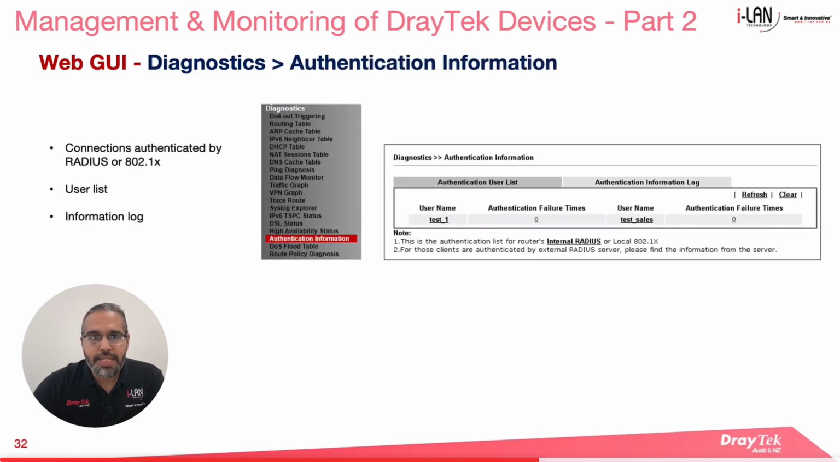In the Authentication Diagnostics page, we can see which users have been authenticated by Radius or 802.1x. We have two tabs on this page. The first being Authentication User List, which displays details of users who have been authenticated. The other tab is the Authentication Information Log, which, true to its name, displays the complete authentication log information.